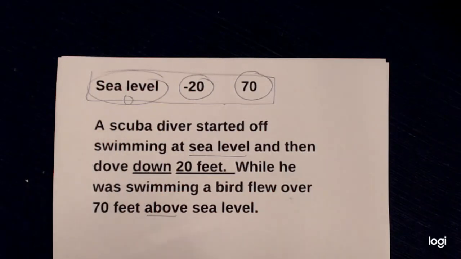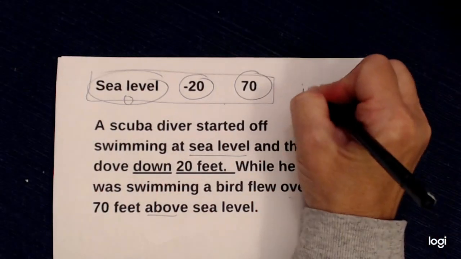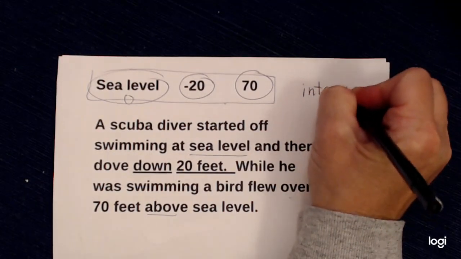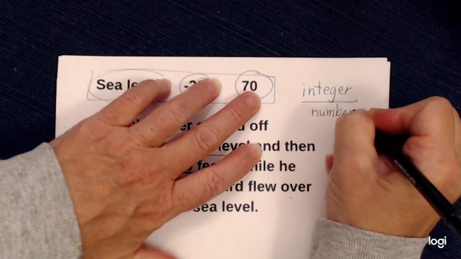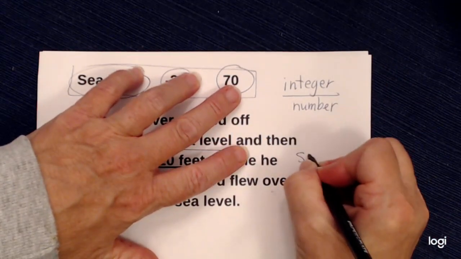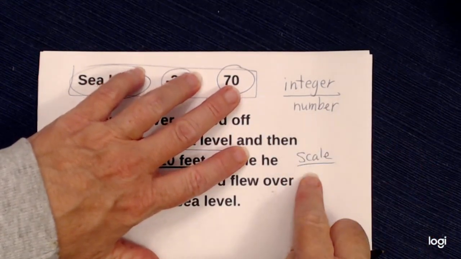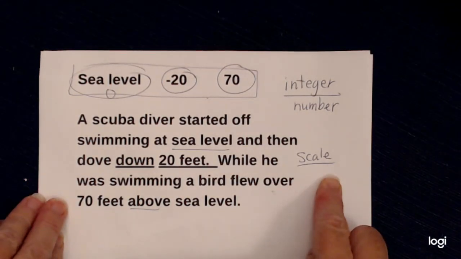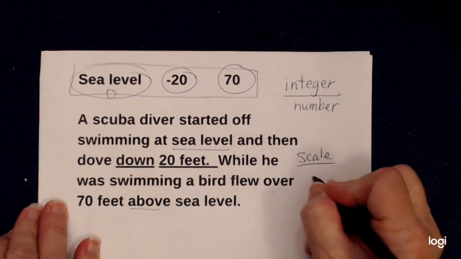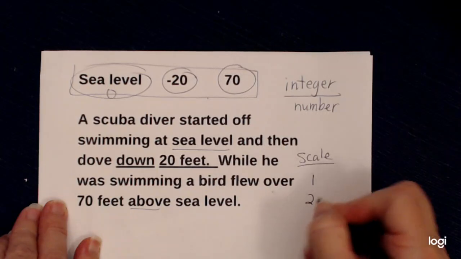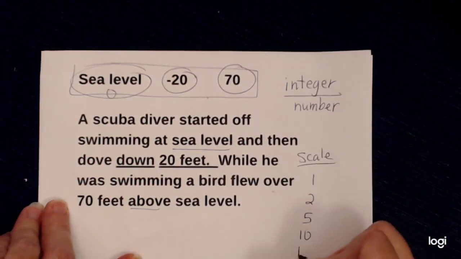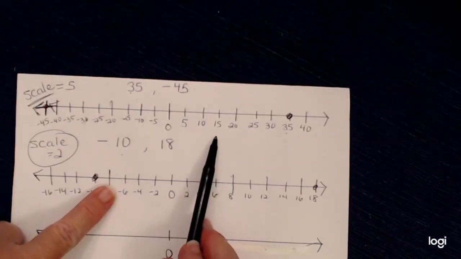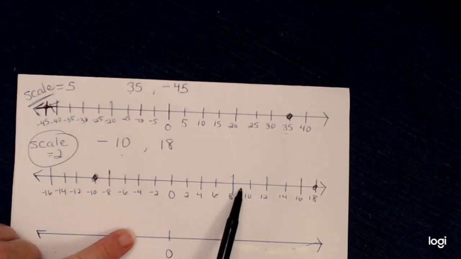Okay, some things to remember. What is an integer? An integer, remember, is a number. The other thing I want you to remember is scale. What does scale mean? Scale means how are you going to count on your number line? Are you going to count by ones, twos? We could even count by fives. I guess you could always count by tens or even hundreds. Okay, how are you going to count? We counted by fives on this one and twos on this one.